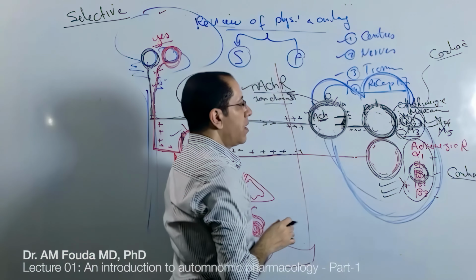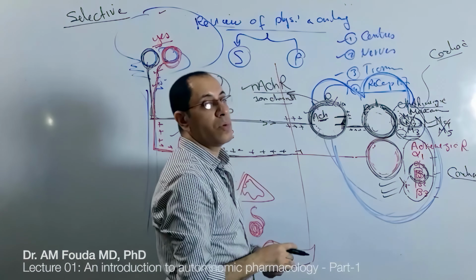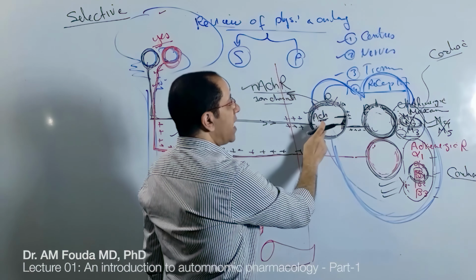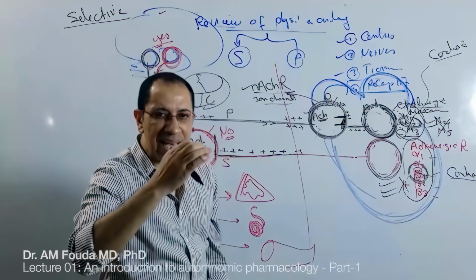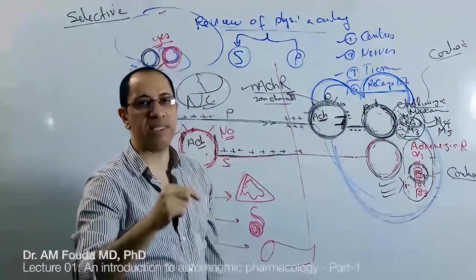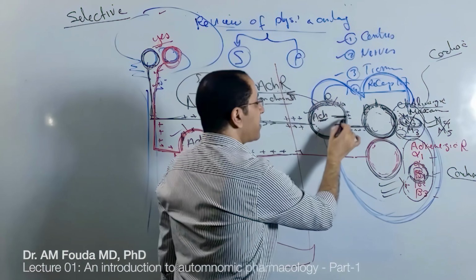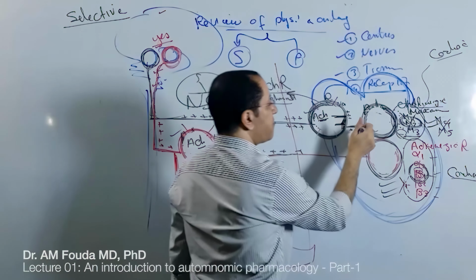This is the fate of acetylcholine after performing its function on the receptor. We have two types of choline esterase enzyme: true choline esterase and pseudo choline esterase.